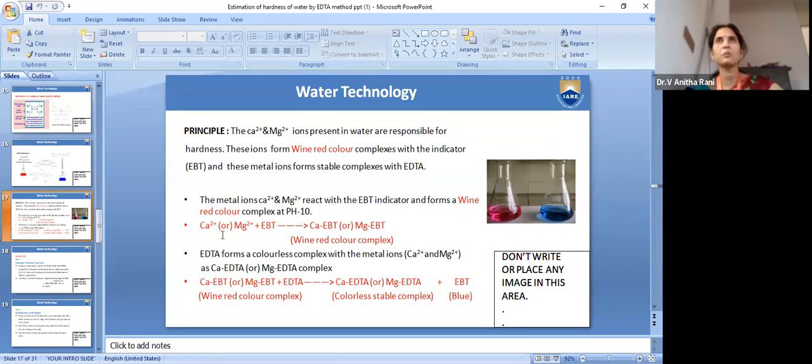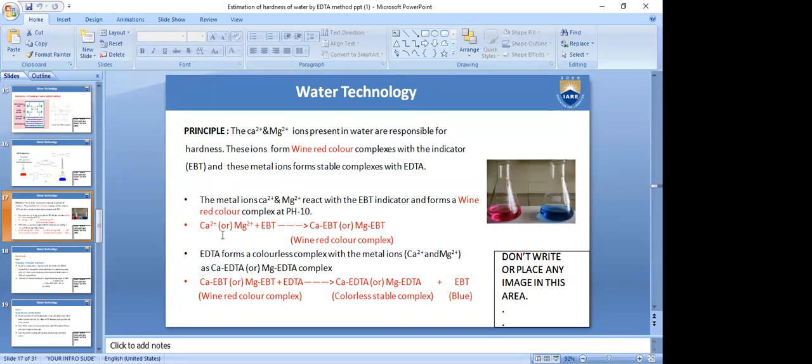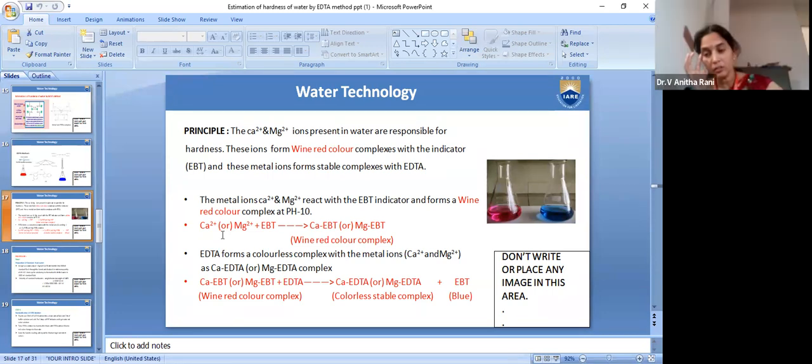So if calcium and magnesium salt are present in water, immediately you will get wine red color. What is the EBT color? EBT color is blue. Eriochrome Black T indicator color is blue, but you are getting wine red color. Why are you getting wine red color?